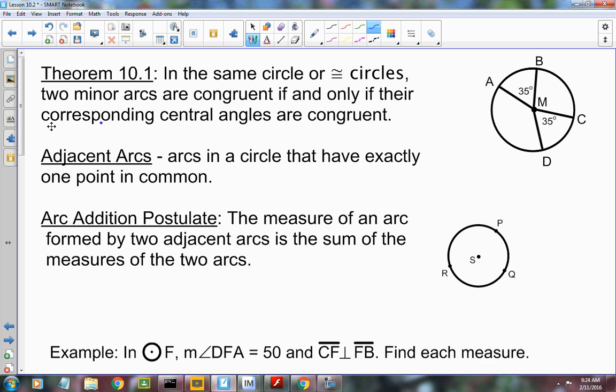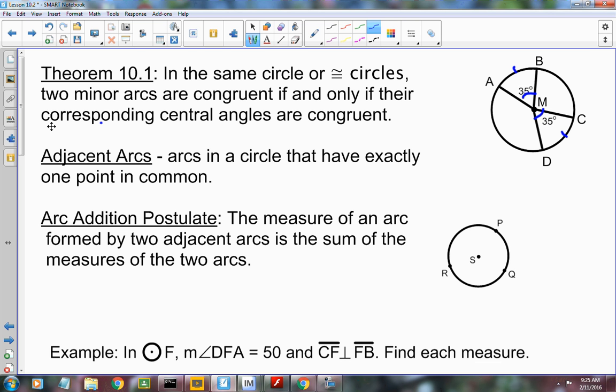All right, so we have a theorem here. It says, in the same circle or in congruent circles, two minor arcs are congruent if and only if their corresponding central angles are congruent. Okay, so what this means is that within a circle, if you have two central angles that are equal, then that's telling us that the two arcs that they create are going to be equal also, okay, and vice versa. If the two arcs are congruent, then the two central angles that create them are going to be congruent.